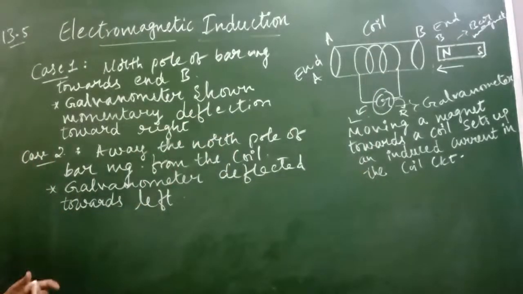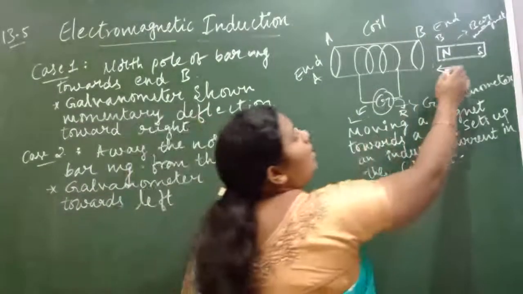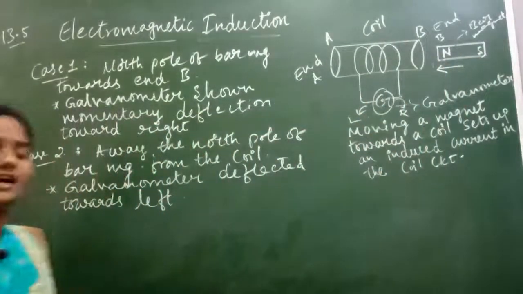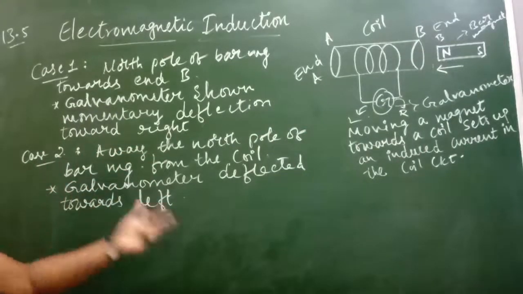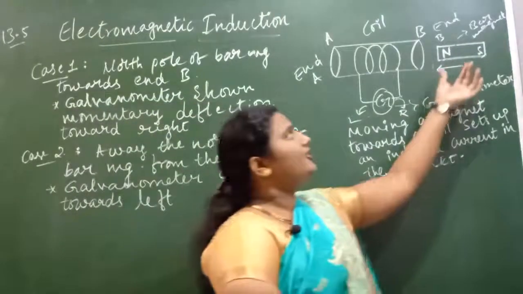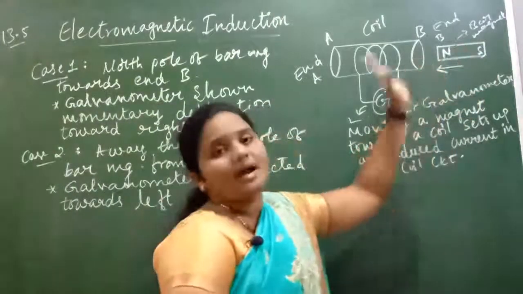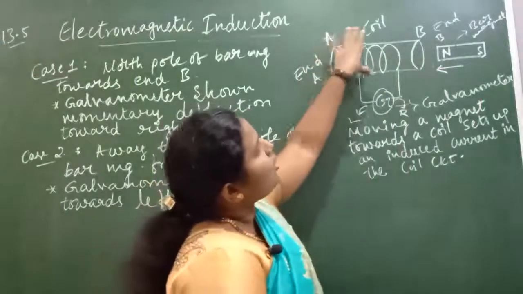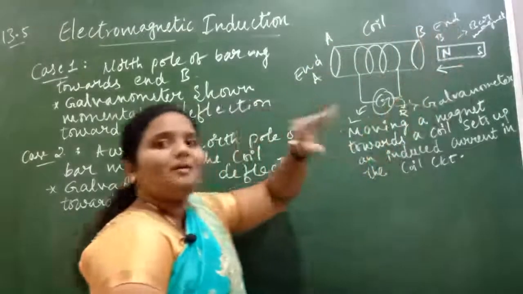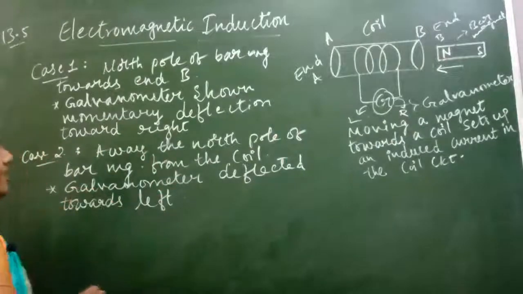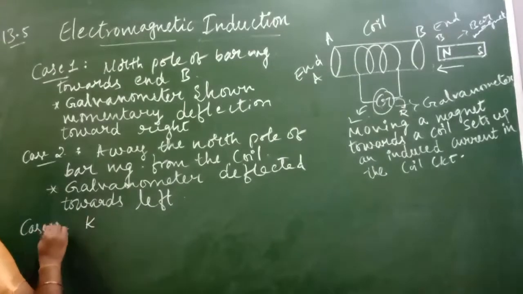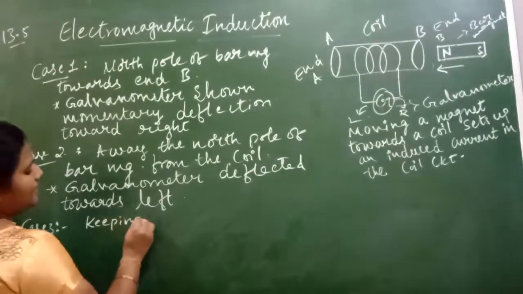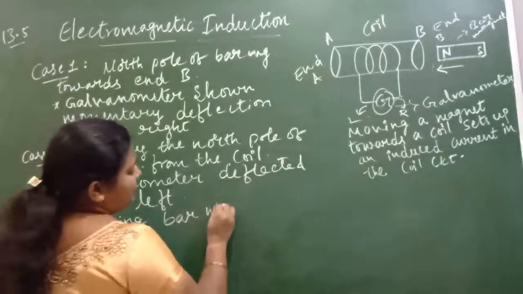Isn't it, children? So this is all about the first and second cases. With the help of the motion of a magnet, we can conclude that there is a generation of an electric current. Now in the next step, we are keeping the bar magnet stationary and bringing a coil towards the north pole of the bar magnet. Understanding, children? At step 3, what we are doing? Keeping the bar magnet stationary.